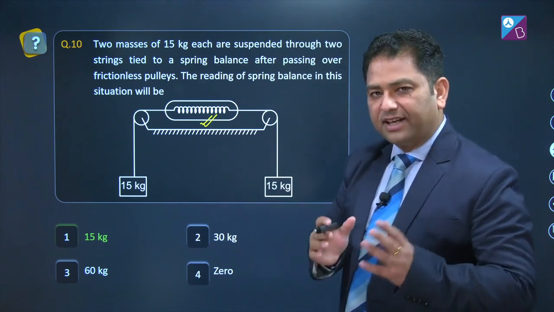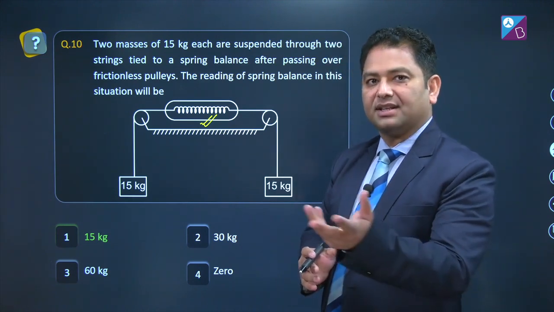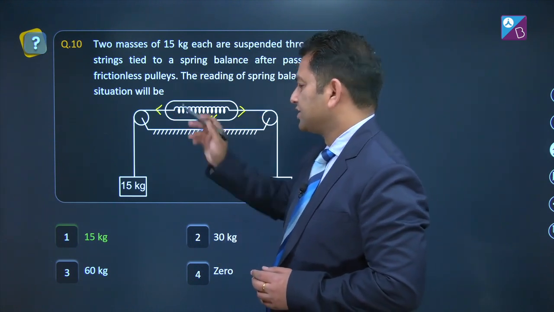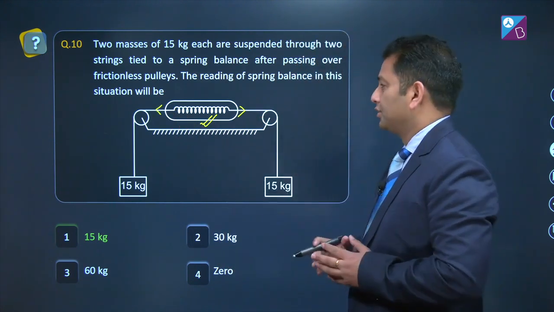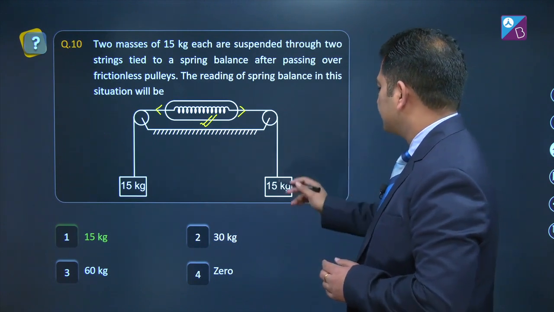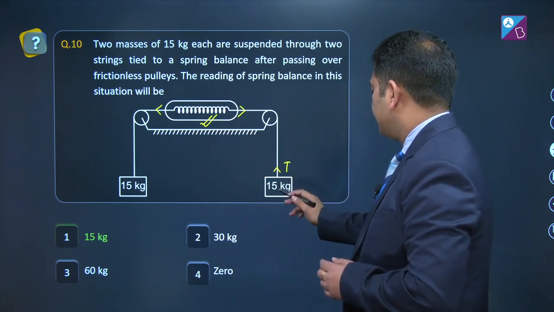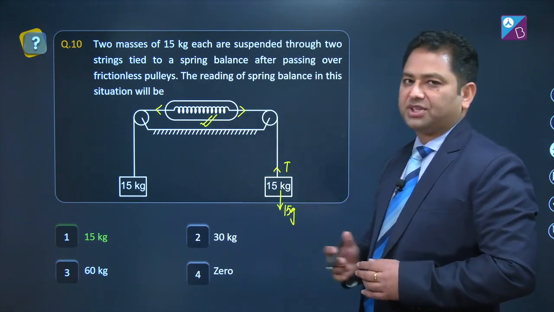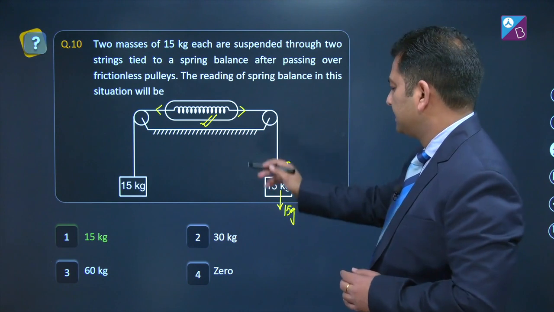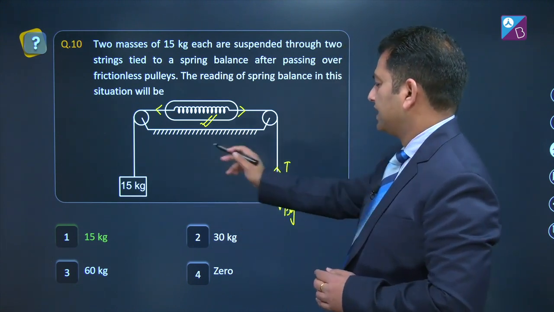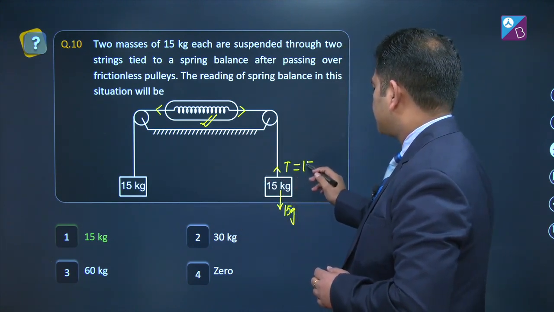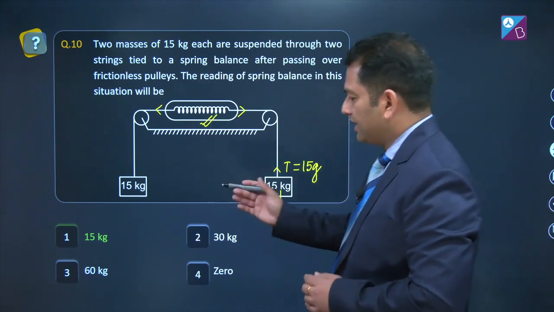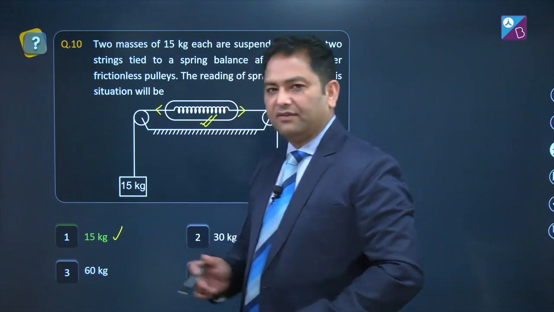Which force generates the restoring force? Of course, the tension. Whether you calculate the tension on this side or on this side, that is eventually going to be the same. So let's see how much. This is T, this is 15g. From here also you will get the same equation. And since the overall system is at rest, 15 kg, the value of tension is 15g. So if you have to calculate the reading in kg, that has to be 15 kg.